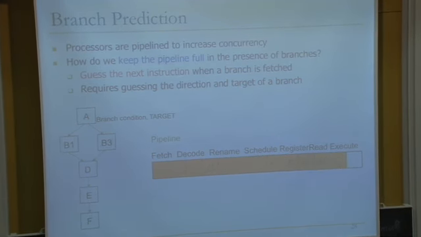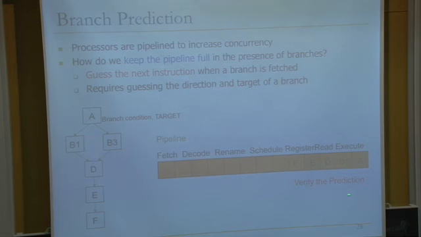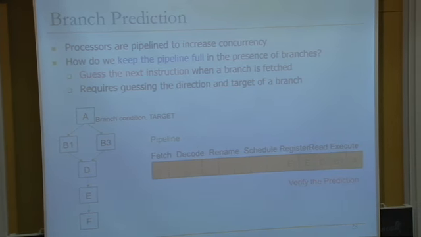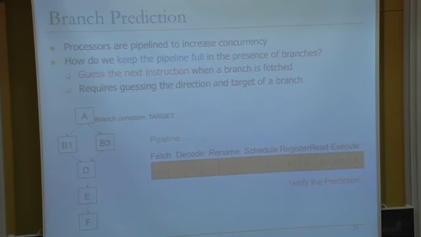And when the branch actually executes, you verify the prediction. What is verifying the prediction? Did I predict correctly? Because now you know the outcome of the branch. You check whether the outcome actually matches your prediction. Well, if it doesn't match, then you flush everything that came after the branch. You filled the pipeline, but now you're going to flush it and fetch from the correct target. If it matches, then you don't need to flush. You can keep going, right?